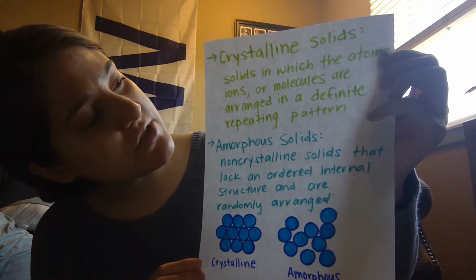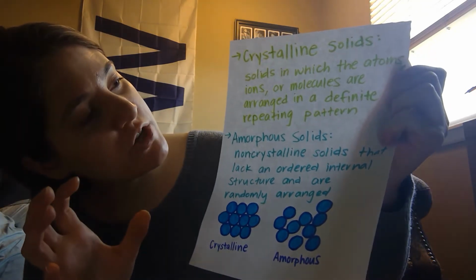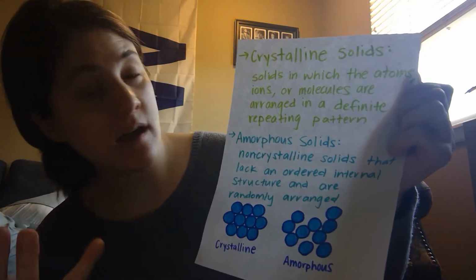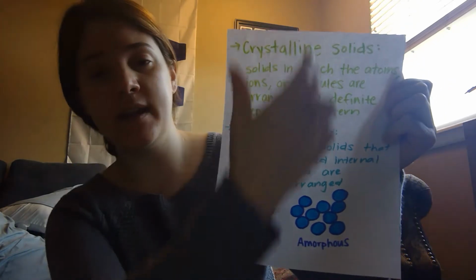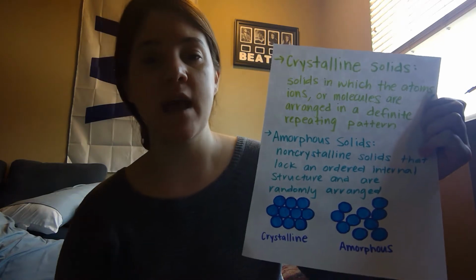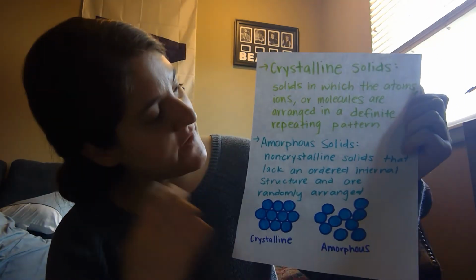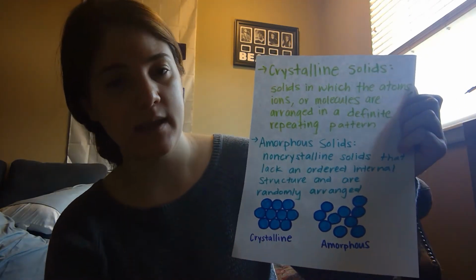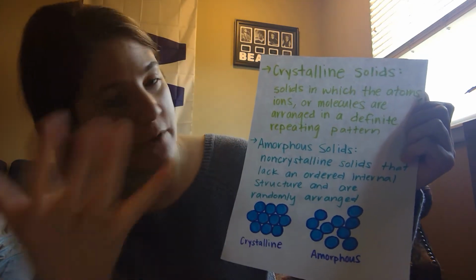A crystalline solid is a solid in which the atoms, ions, or molecules, and I'll get into different categories for that, are organized in a very specific and repeating pattern. So, arranged in a definite repeating pattern.